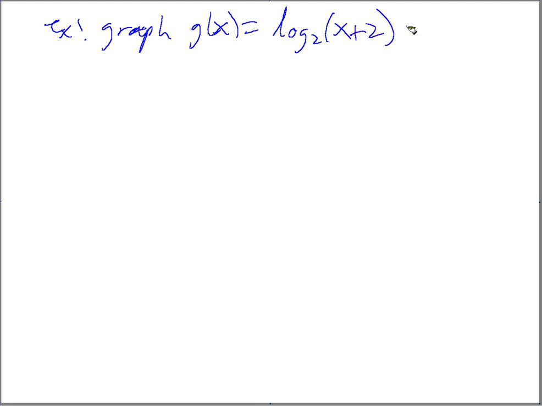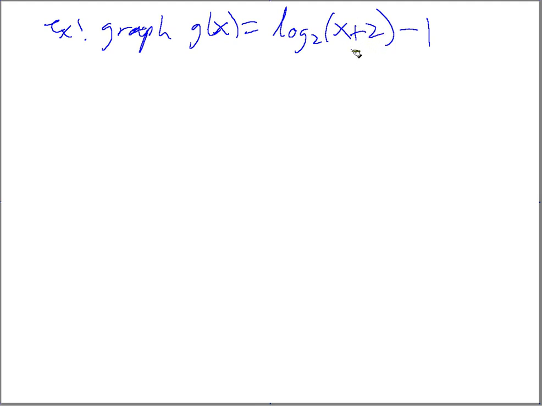Okay, let's graph g of x equal to, let's say, log. We'll go back to base 2 again. There are other bases you can do, but numbers get really big with other bases, of course. Let's try log base 2 of x plus 2, minus 1. So again, this minus 1 is outside the log. This plus 2 is inside, part of the domain with the x.